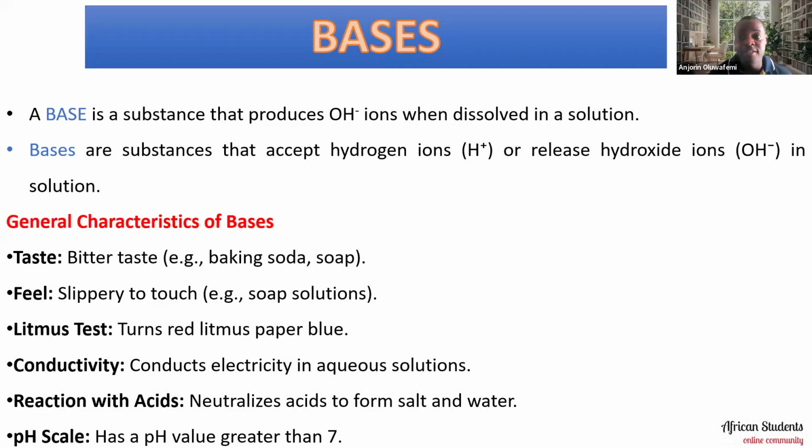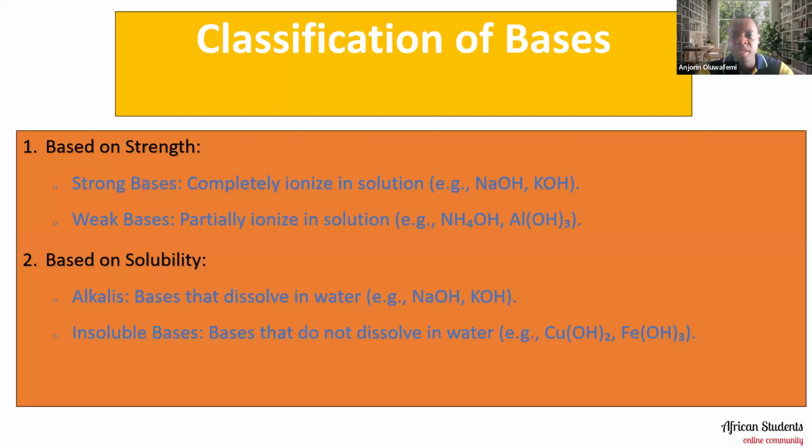Bases basically have a pH value that is greater than 7. So you start finding bases on the pH scale at a pH greater than 7. Okay, so let's look at some classification of bases too.